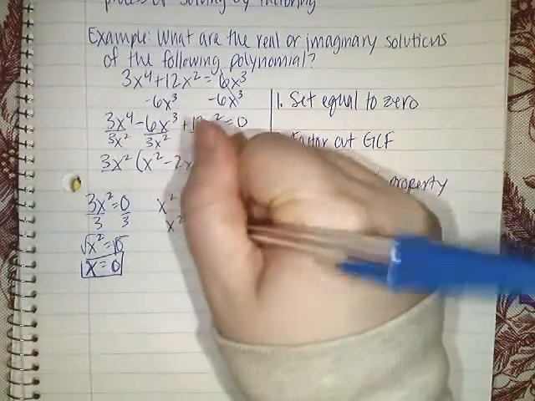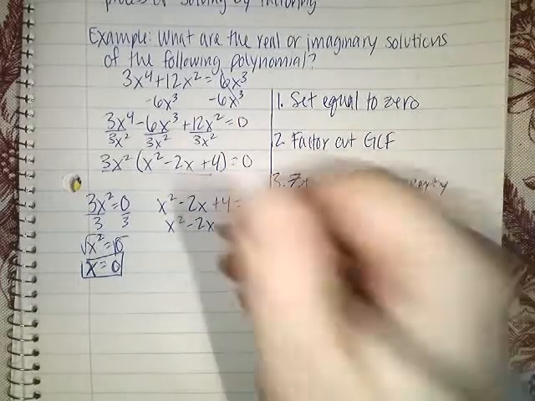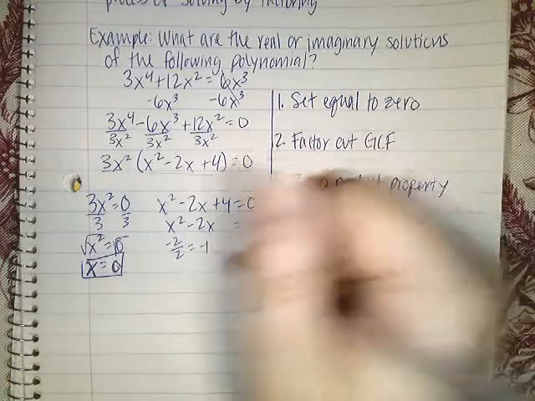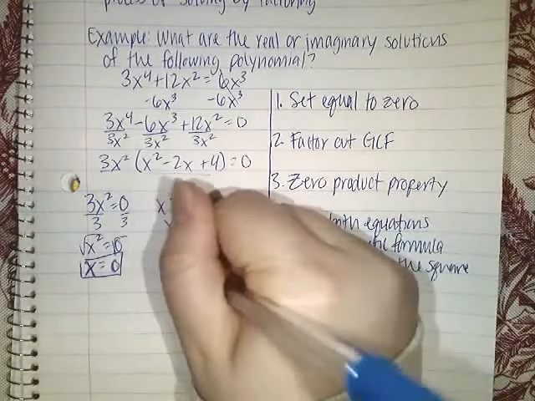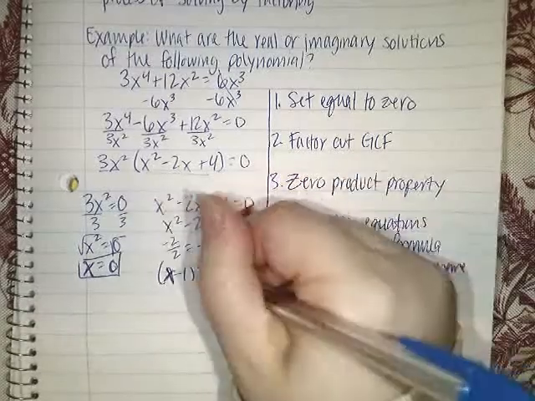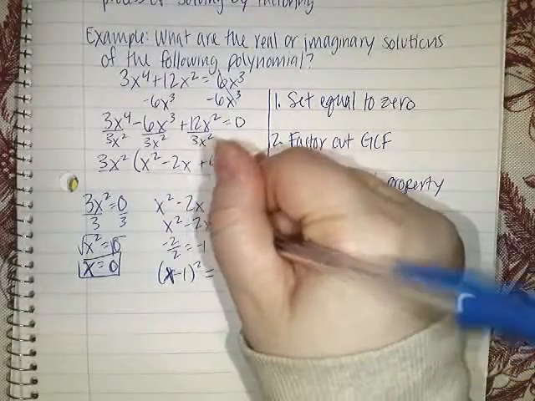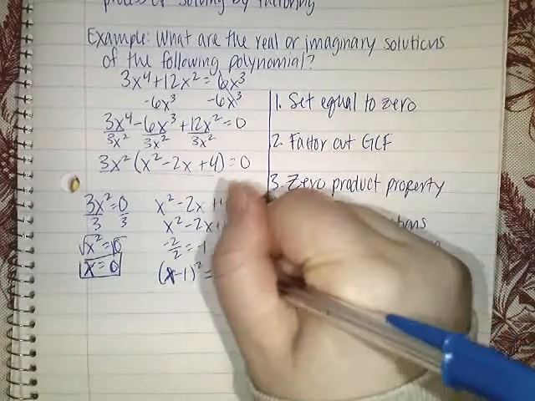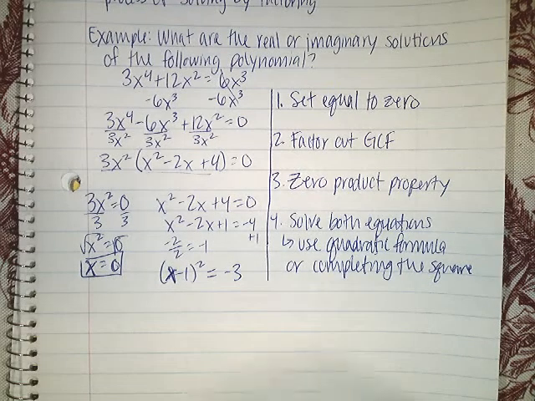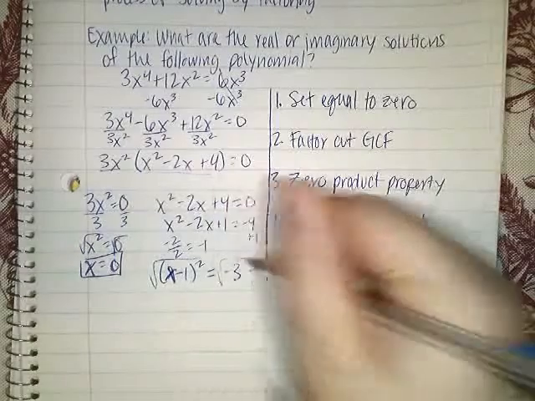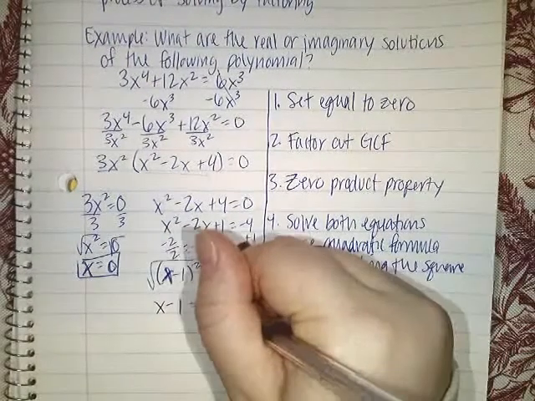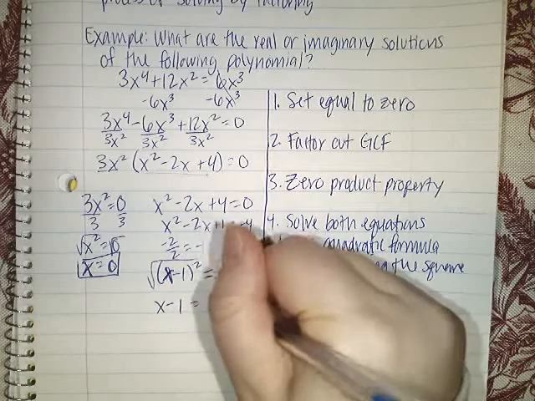I get x squared minus 2x equals negative 4. I do negative 2 over 2 is negative 1. So I have x minus 1 squared equals, and then I'm going to add 1 to both sides. So equals negative 3. So then I'm going to continue by square rooting both sides. I get x minus 1 equals plus or minus i root 3.